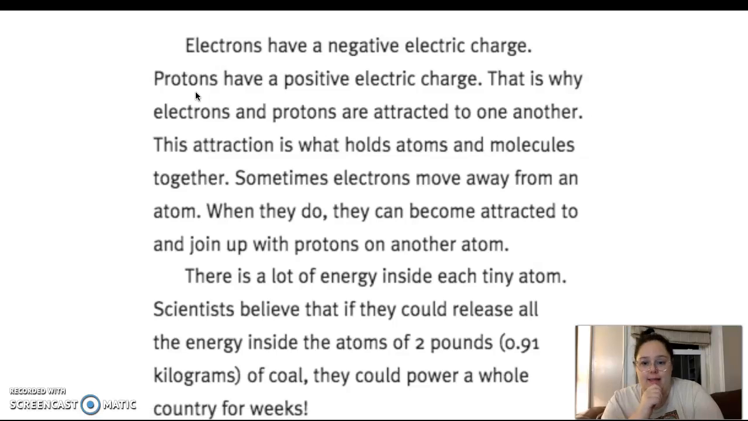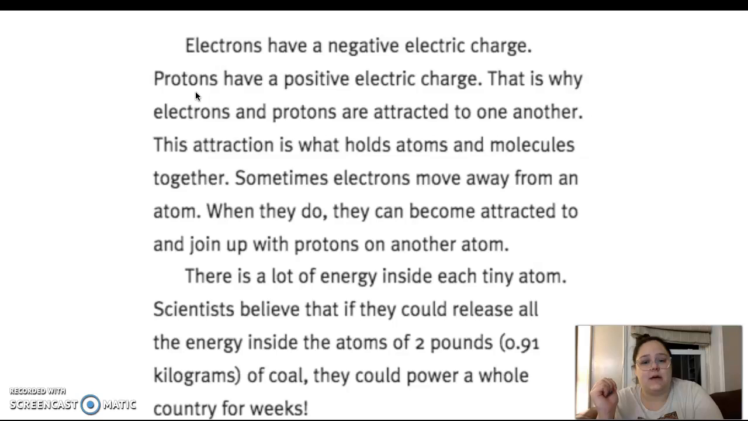That is why electrons and protons are attracted to one another. This attraction is what holds atoms and molecules together. Sometimes electrons move away from an atom. When they do, they can become attracted and join up with protons on another atom.